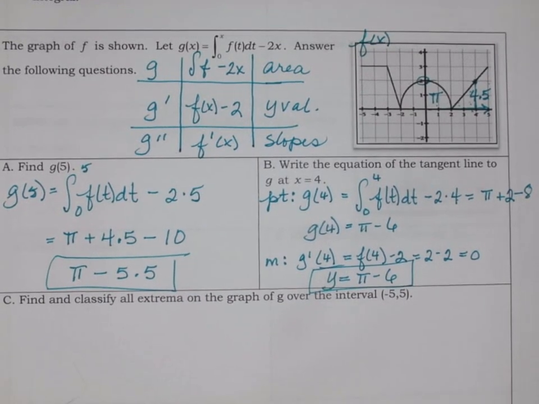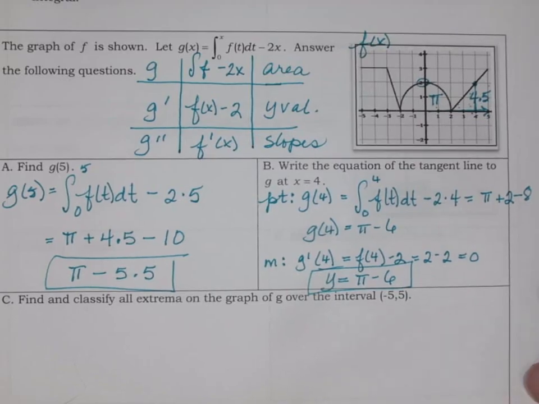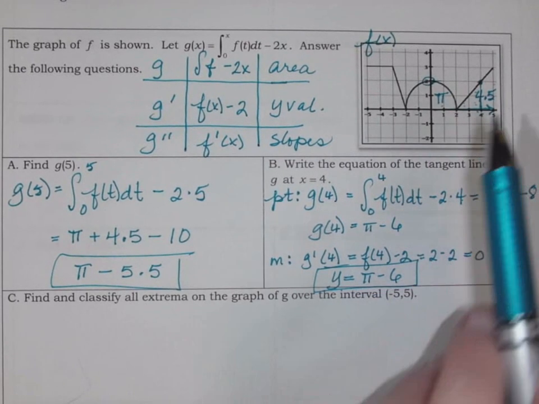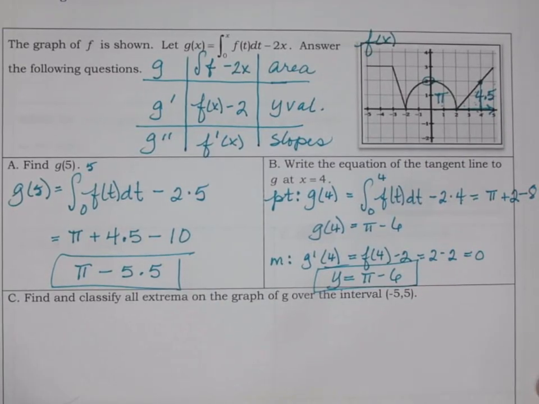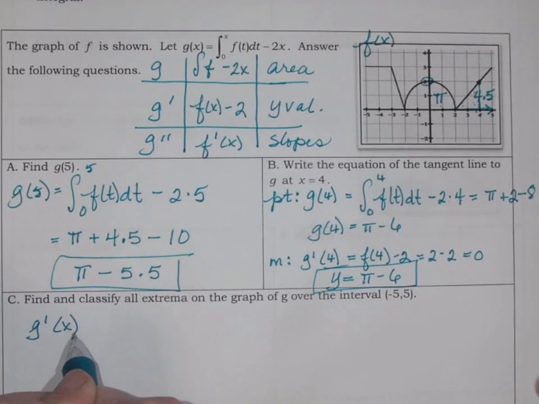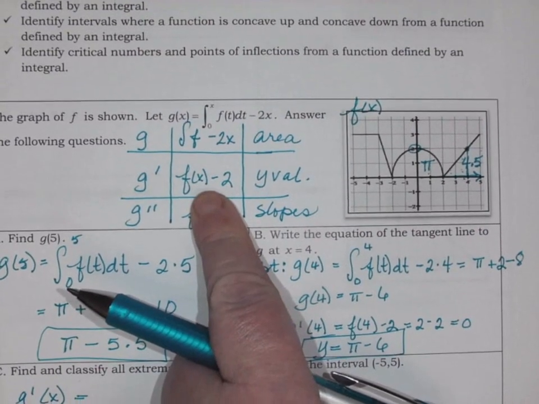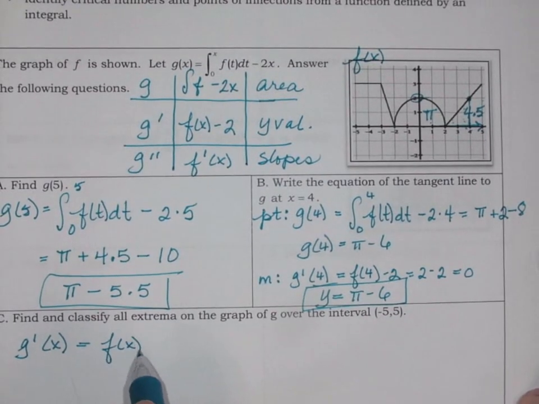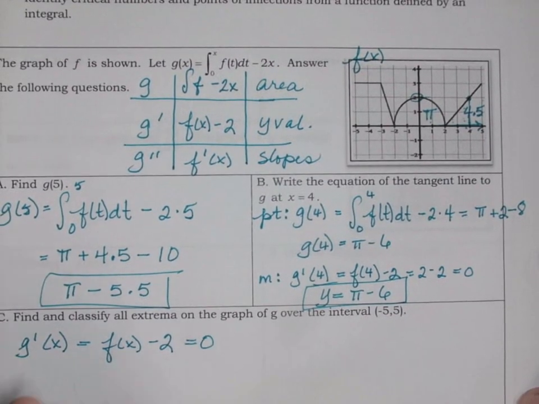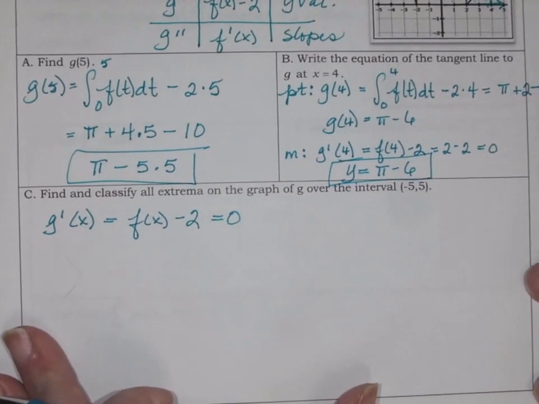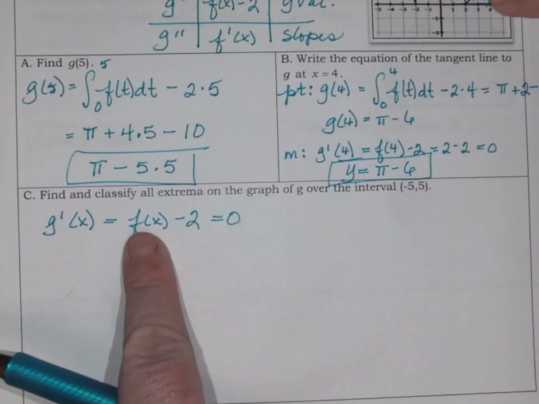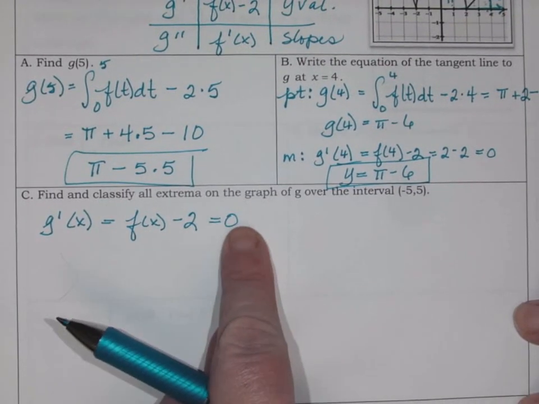Okay, then it says find and classify all extrema on the graph of G over the interval from -5 to 5. So we're going to be looking at maxes and mins. So if we look from -5 to 5, okay, so we want to know where G prime of X, which is equal to, according to our formula up here, F of X minus 2 equals 0. So this is where it gets a little bit tricky, because now what we're looking for is not just the graph of F, it's where the graph of F of X minus 2 equals 0.